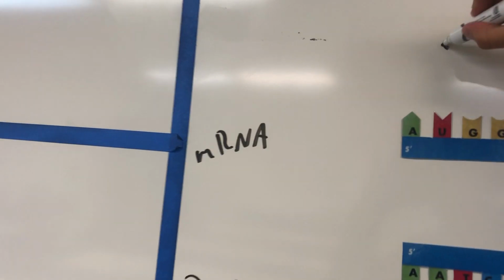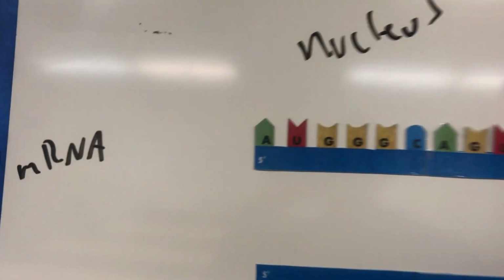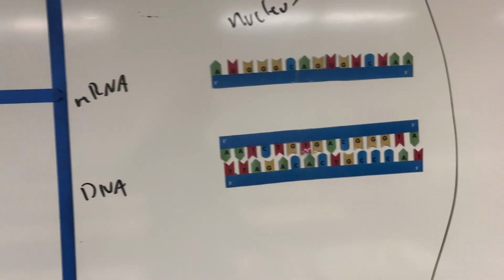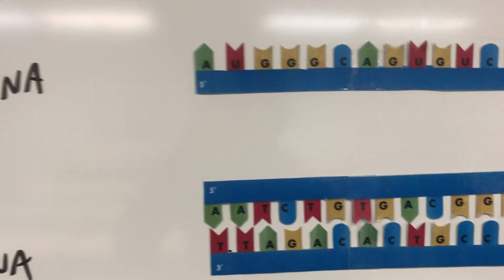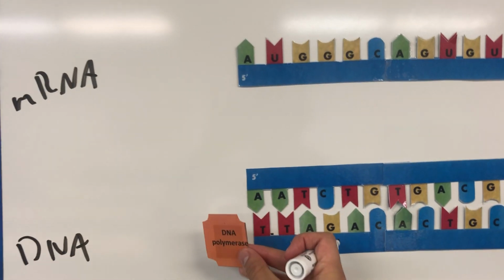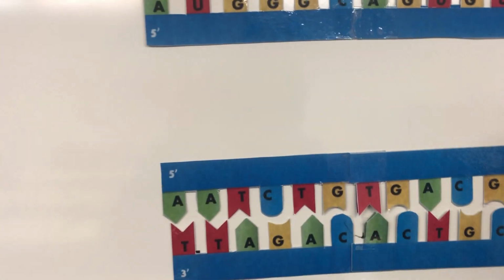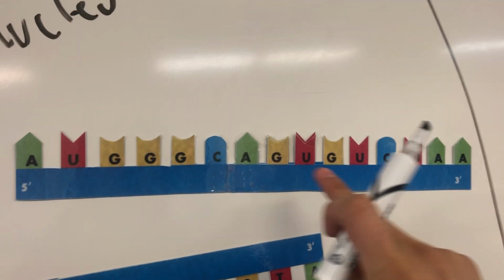I explain that this is the nucleus. In the nucleus, we have the DNA strand used as a template to create the mRNA strand. So I have our RNA polymerase come in. This says DNA polymerase, but the packet has an RNA polymerase that comes in, makes a copy of this, and then we end up with an mRNA copy, which is this one.